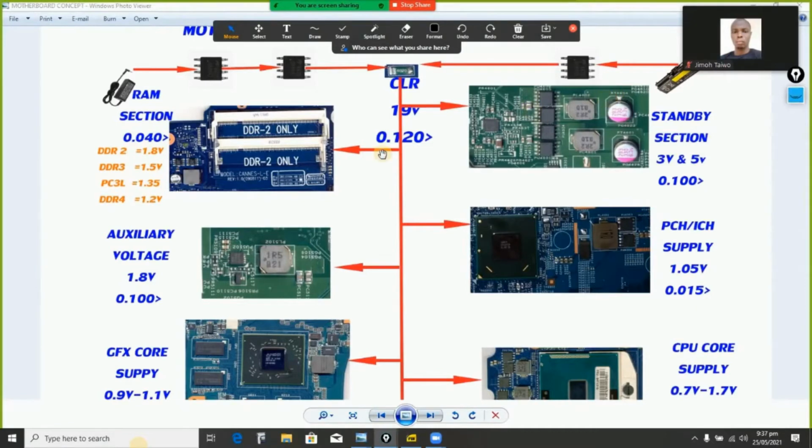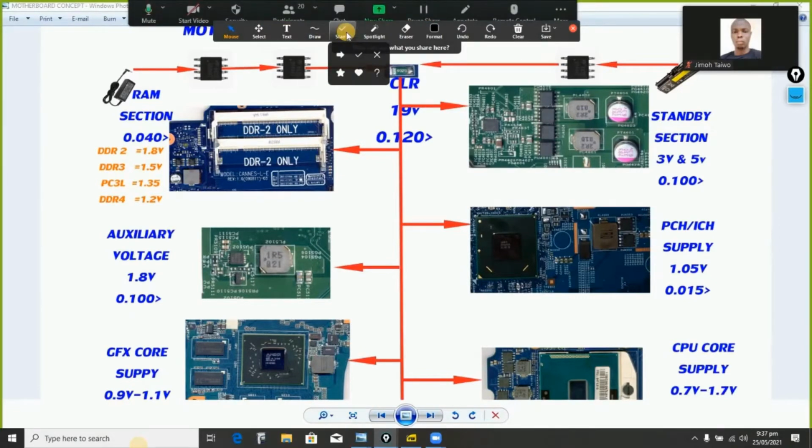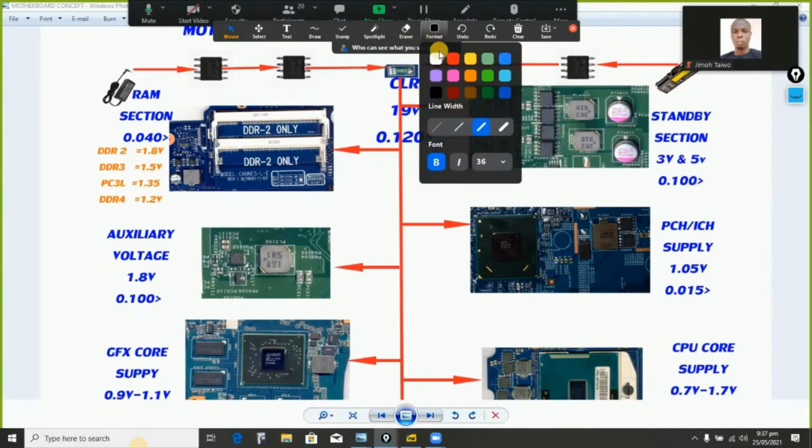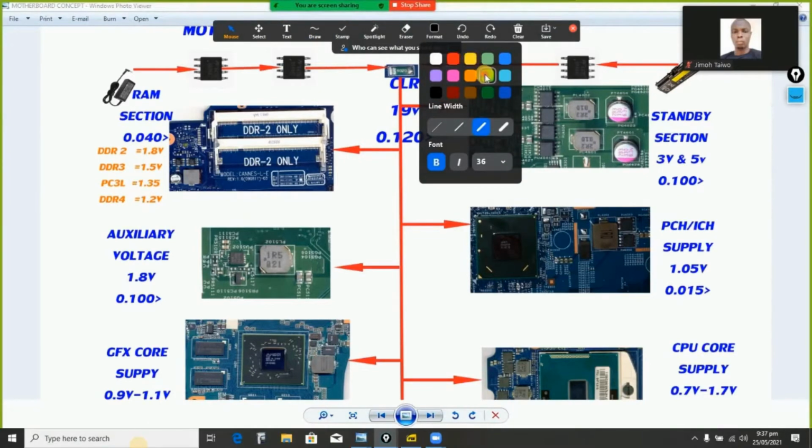So I quickly hit that point because we are going to repeat the same thing here. Now that we understand that 3 volt and 5 volt is generated here, the same process it uses here is what it's going to use here as well. The only difference is the time frame after pressing the power button, that is when this voltage is generated, and the voltage that will be generated at the RAM section depends on the type of RAM we are dealing with.